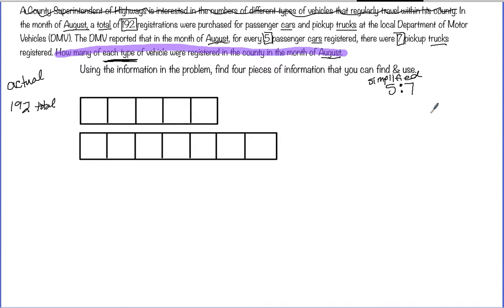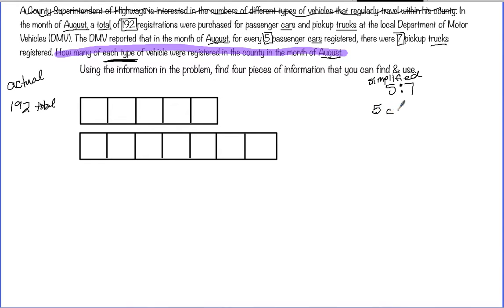Okay, so now we're looking at this going, okay, well, 192 and 5 to 7, how are we going to connect these two pieces? This is where the different parts of information that you can find from a given ratio really help you out and come into play. Because even though they might not tell you all these different pieces, you can use them to help you solve problems. So let's pull all this apart.